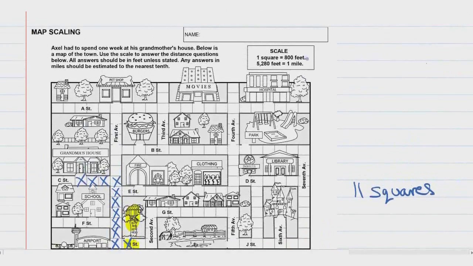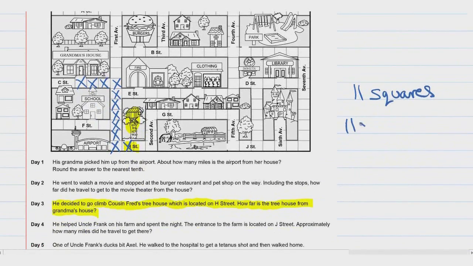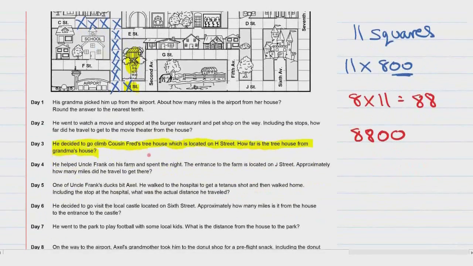Again, each square is 800 feet. So all we do is multiply 11 times 800. I do not care about these zeros, so I just do 8 times 11, which equals 88. And then I add back in the 2 zeros to give me 8,800 feet. So I write 8,800 feet right here. You notice how I always label my answer, because sometimes we're doing feet and sometimes we're doing miles. So make sure you label your answer to know it is in feet or miles.